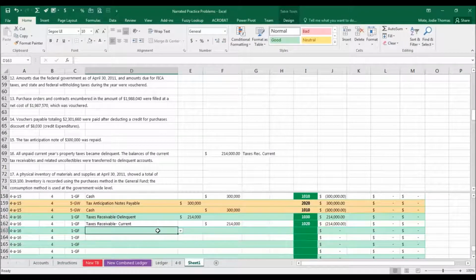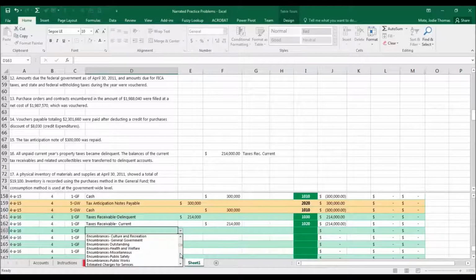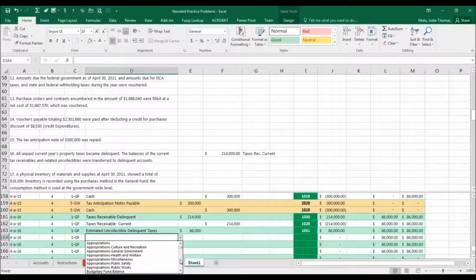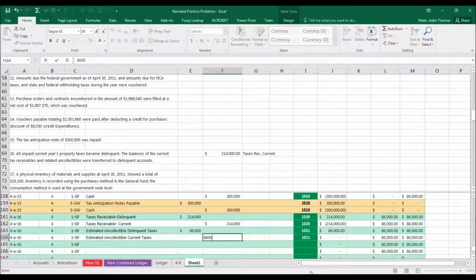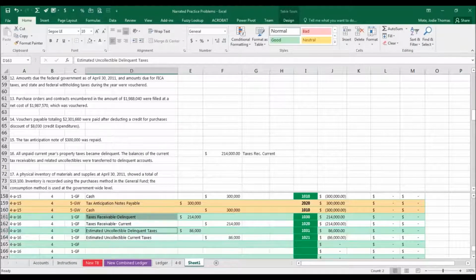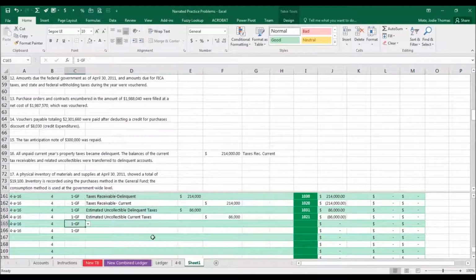Let's just go up here and find the exact wording. Estimated uncollectible delinquent taxes is your debit because you're increasing that account. And the account that you're closing out is the one that we used previously, the estimated uncollectible current taxes. Those two things are going to zero out the current balances there and turn everything delinquent. And the entry for the government-wide journal will look exactly the same.